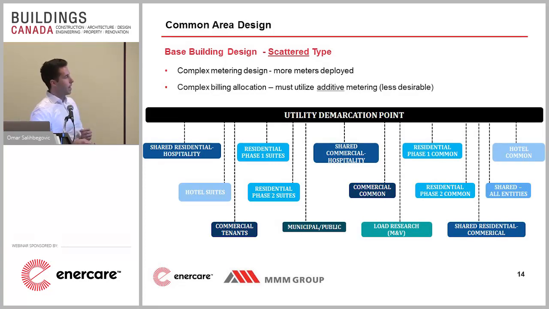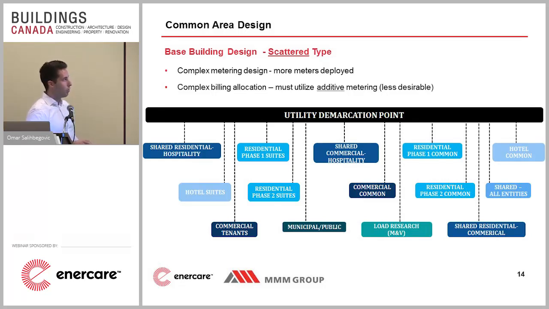This schematic down here can refer to either mechanical or electrical. Your utility demarcation point in the case of electrical would be a main switchboard. In terms of mechanical, that'd probably be your central plant. You'll notice here that the phase one residential suites are being fed from this point, whereas the phase one residential common area is being fed from this point. So the two have absolutely no relation to each other. We see a lot of electrical and mechanical designs this way, where loads are being fed from all over the place. This is very difficult for metering.